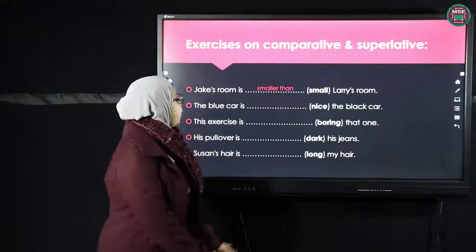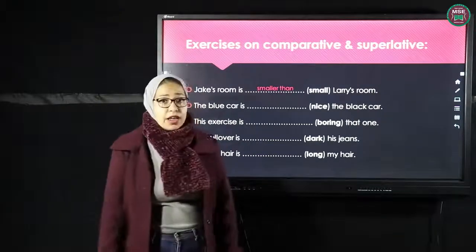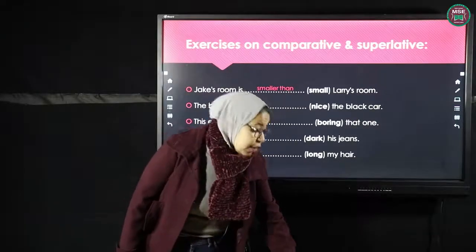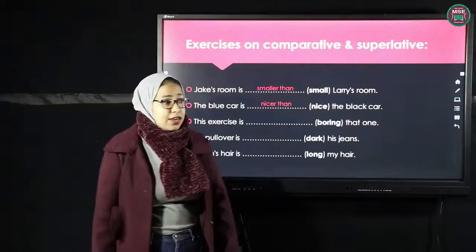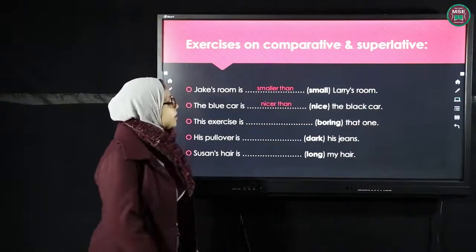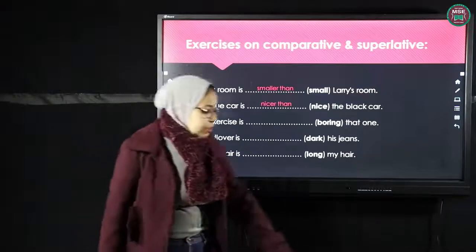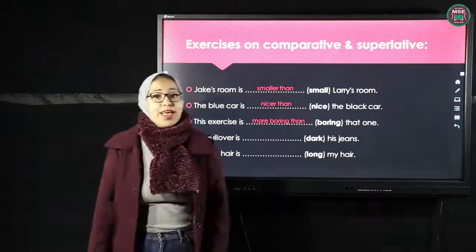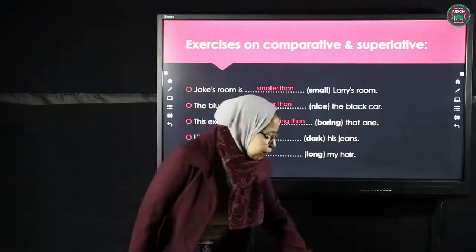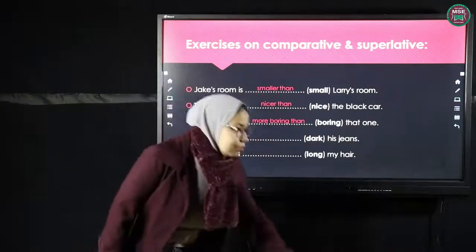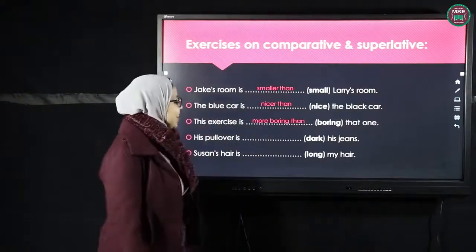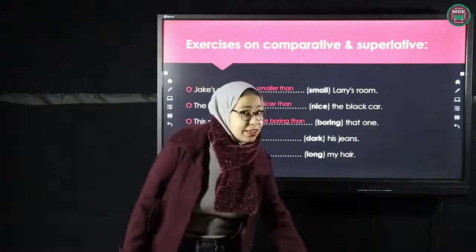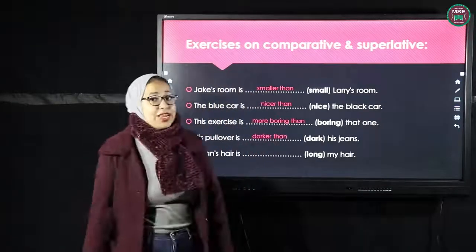Number 2, the blue car is nice, the black car. Also, two things in comparison with each other, so I'm going to use the comparative, nicer than. Excellent. This exercise is boring, that one. So this is the long adjective, so I'm going to add more, more boring than. Okay, number 4. Don't cheat, okay. His pullover is dark, his jeans. So comparative, darker than.